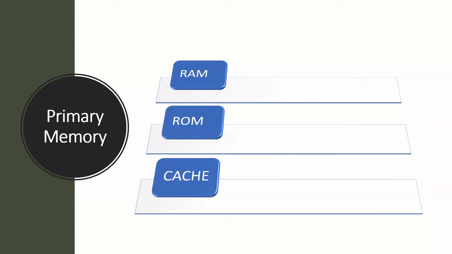We have three different types of primary memory in our computers. One is RAM, or random access memory. The other one is ROM, read-only memory, and we have cache memory. So now let's see one by one what these are.